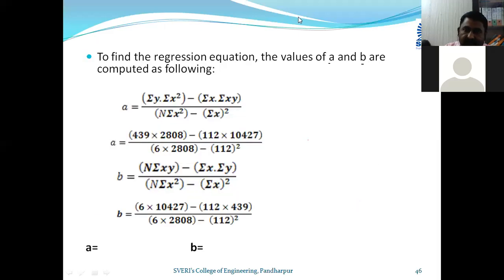The same value you will observe here. So here summation y 439 into summation x square 2808 minus summation x 112 into summation xy 10,427, divided by n summation x square, 6 into 2808 minus summation x, 112 bracket square. So you have to calculate this and put in the chat box what value you will get for this a.